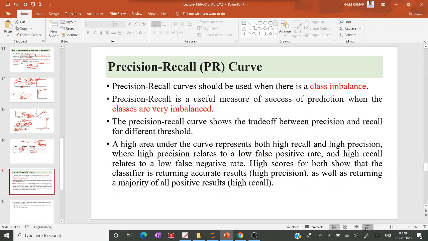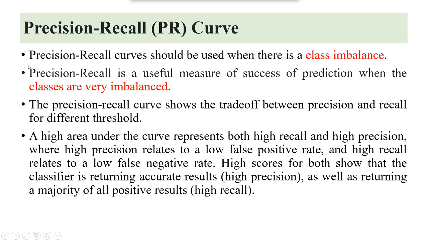Next, precision recall curve. The precision recall curve should be used when there is an imbalance. Imbalance means in the target variable, out of 100 rows, 90 rows are class 0 and 10 rows are class 1. So this is an imbalanced classification, an imbalanced data set. When the classes are imbalanced, at that moment we are supposed to use the precision recall curve.